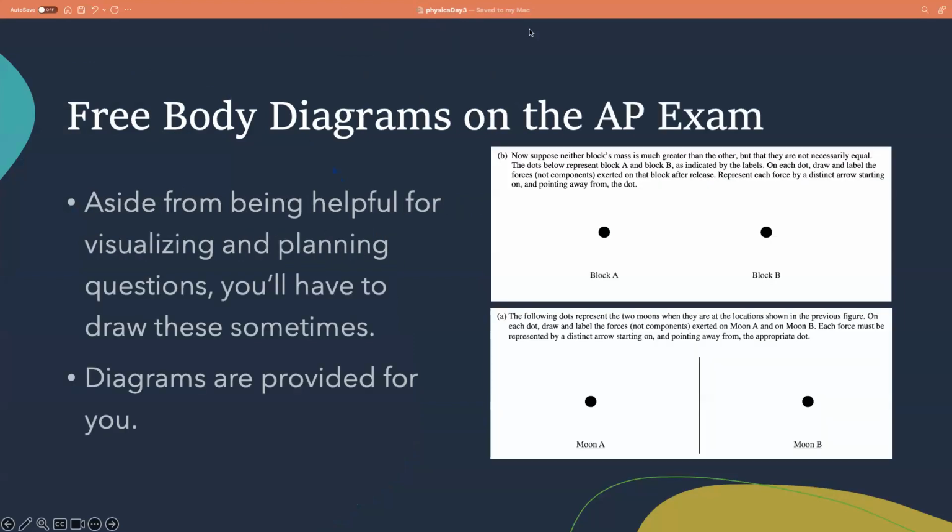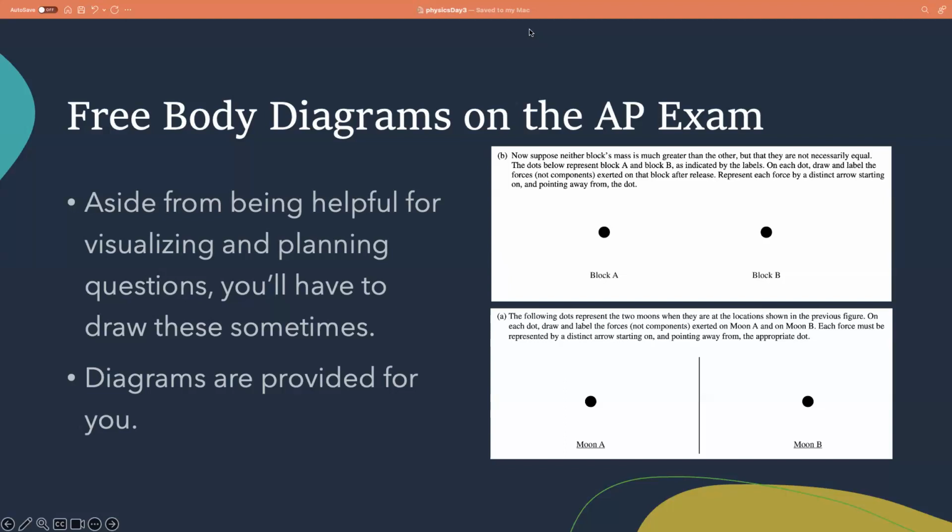So on the AP exam itself, you'll have to draw these sometimes. You have a couple examples on the right here, where on free response questions, every now and then, they'll just provide you a dot like this and tell you to draw all the forces by drawing arrows from them. It's very hard to mess up drawing the arrows in the correct location, but of course the lengths matter, and if you have a force that's significantly bigger than another one drawn shorter than the other arrow, you'll probably lose points for that as well.